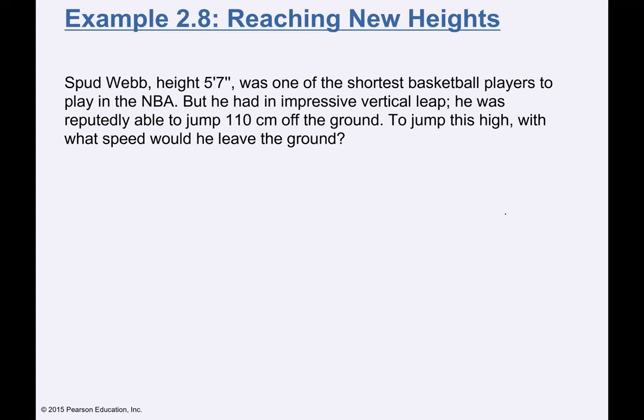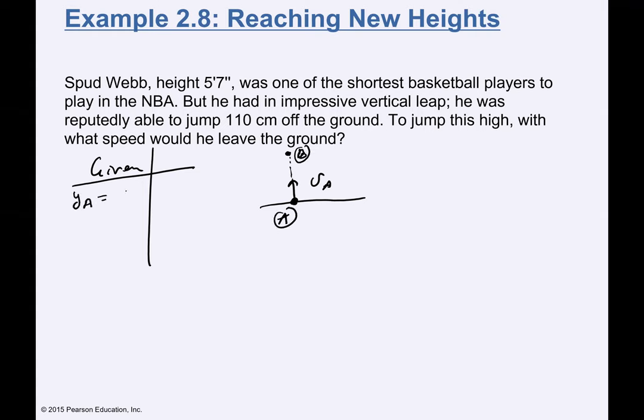So let's do this. Let's look at what we have. Remember, what we do here is we make a table of given information, and you can even make a rough picture. So here's point A, this is velocity at point A, and then it jumps all the way to point B. Now, one thing we have is this: take A's position to be zero. Position of B here is 1.1 meters. We're actually given that position.